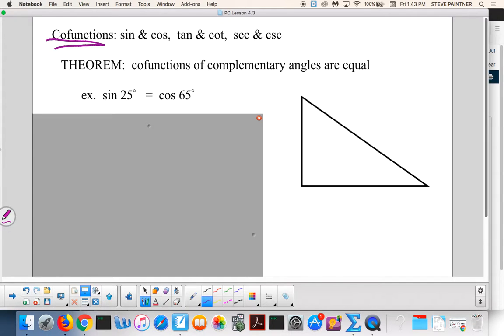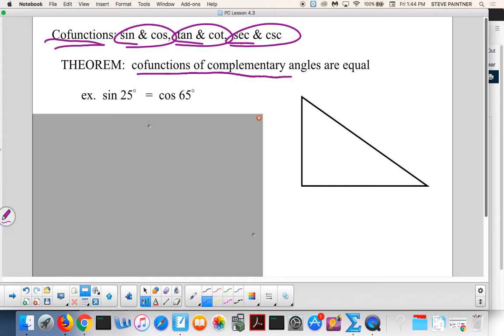Function. Co-functions. It's like cousins. You're related to your cousins, right? Well, these two are related, and so are these two. Sine goes with cosine. Tangent goes with cotangent. Secant goes with cosecant. The theorem says, you gotta listen.